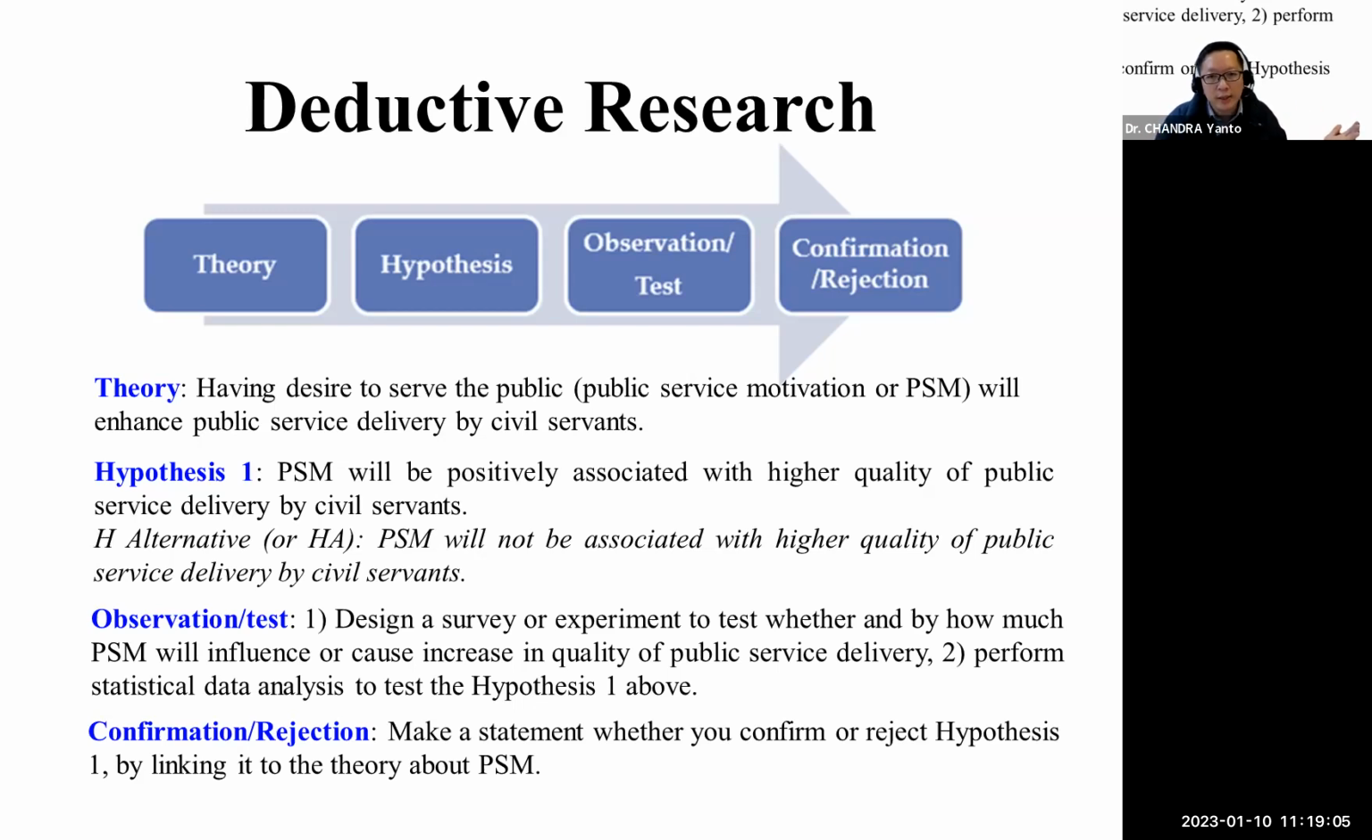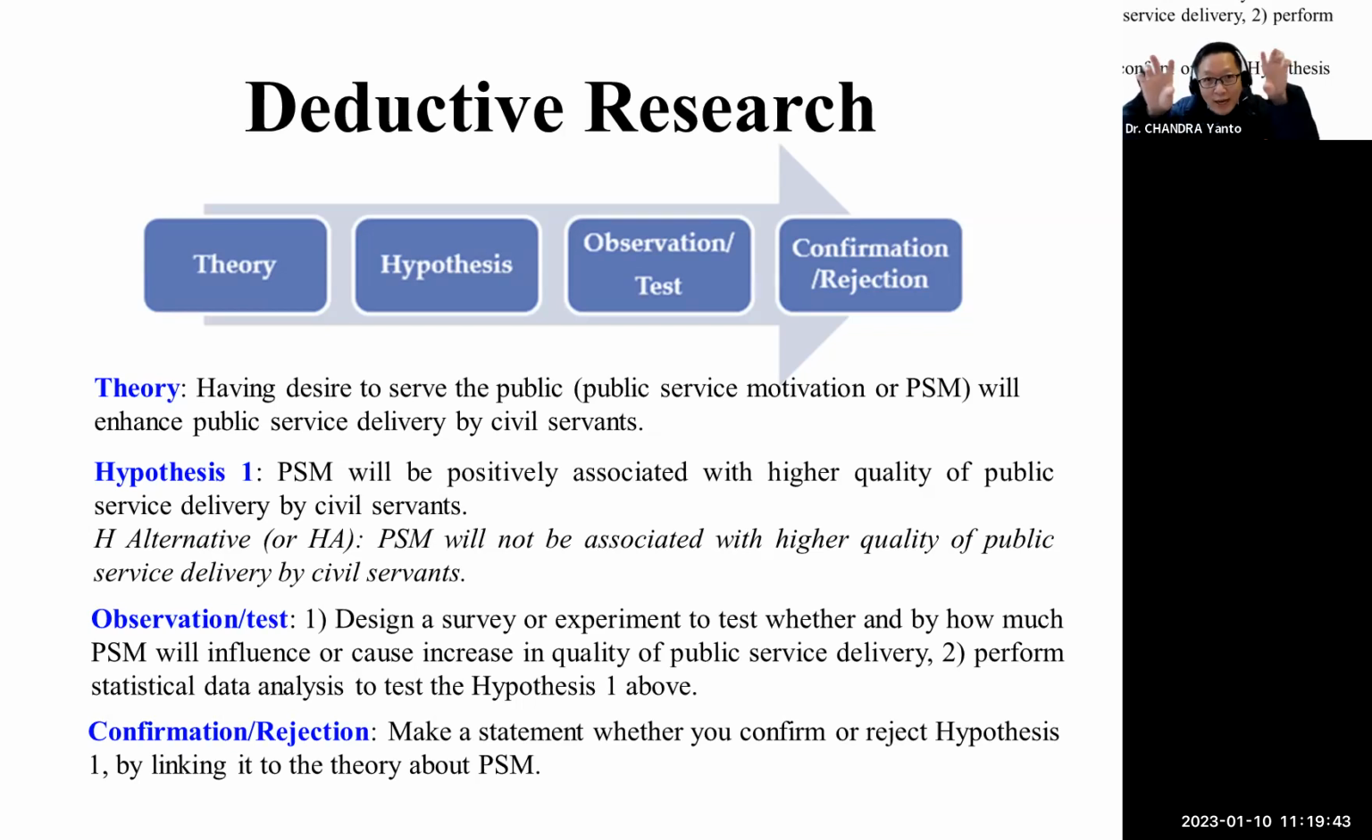For example, your theory is that when civil servants have public service motivation, PSM, they will be able to deliver better public service. So this is the theory. Then you need to state your hypothesis. For example, your hypothesis 1 is public service motivation will be positively associated with higher quality of public service delivery by civil servants. So that is your main hypothesis. This is called H1 or H2, depending on how many hypotheses you want to test in a deductive research.